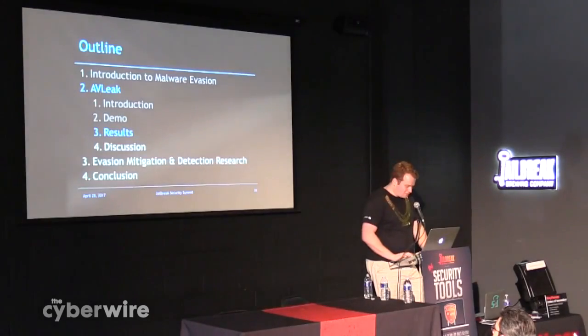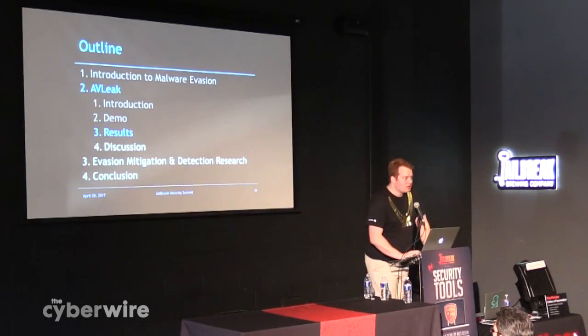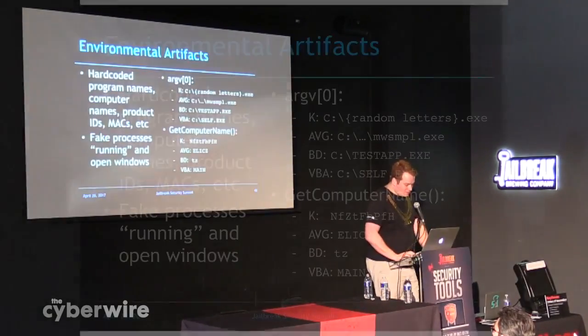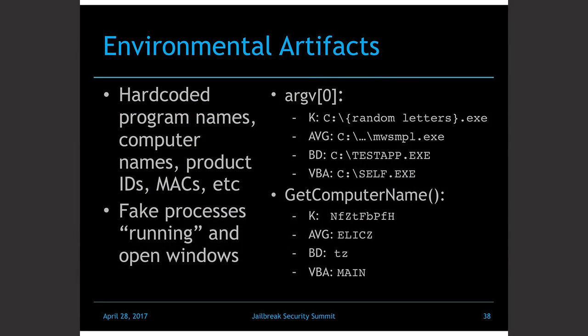So going back to the presentation, some other results I wanted to talk about besides the one I just showed in the demo. Again, we talked about some of the hard-coded environmental values. GetComputerName returns these unique values in these different AVs. The ElixCZ one is particularly interesting. If you look that up, there's a guy who was like a cracking website, like cracking video games and stuff back from like the 90s. Maybe that guy went and worked in an AV company and put his name in the emulator.